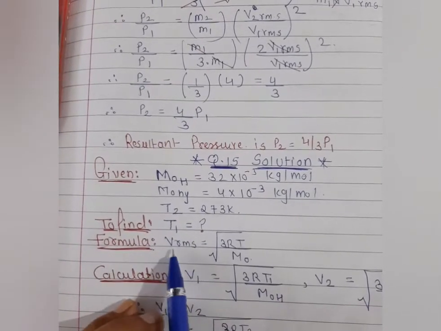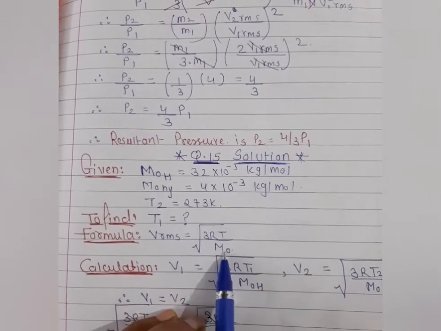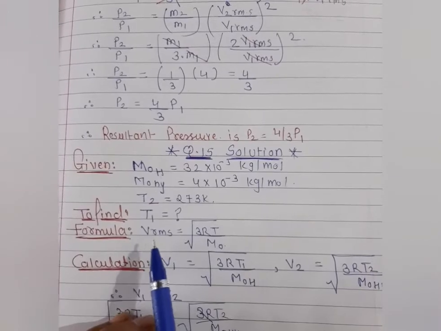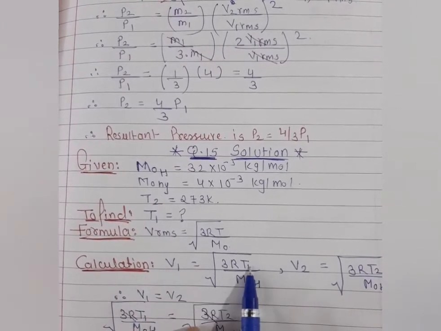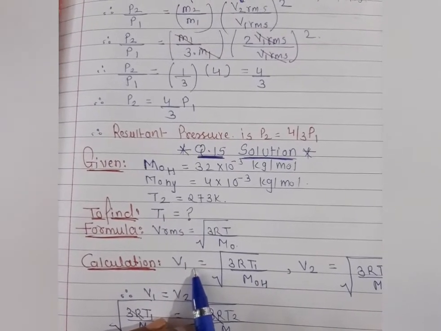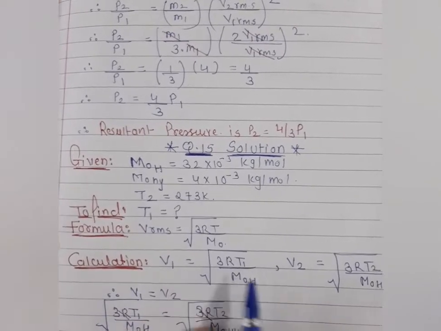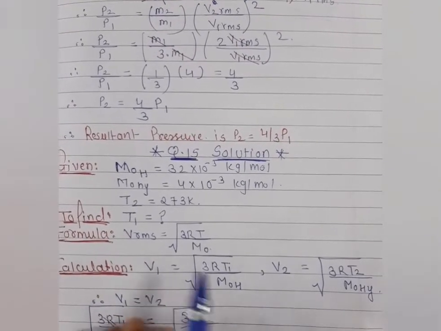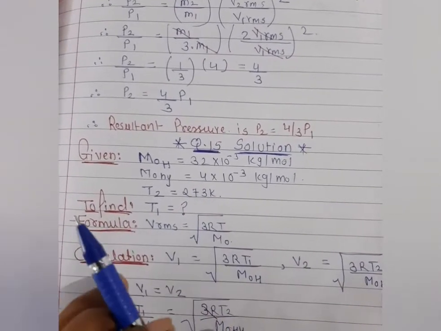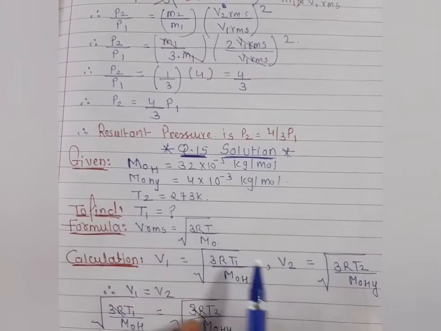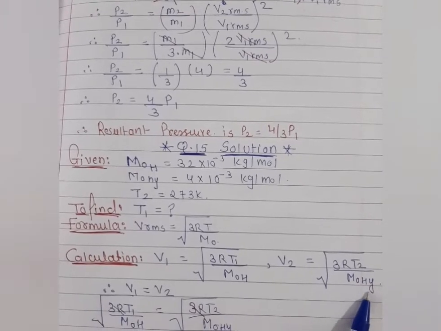Let's move to the formula of the RMS velocity of a gas, that is V RMS equals root of 3RT upon M0, where M0 is the molar mass of the gas. This formula is divided according to the given condition: V1 at this temperature, the velocity of the gas molecule is different, so that is root of 3RT1 upon M0 for your helium gas. Here we have two different gases getting two different temperatures, but at what temperature is their RMS velocity the same? That's why we initialize two different temperatures. So here V2 is root of 3RT2 upon M0 for the hydrogen gas.